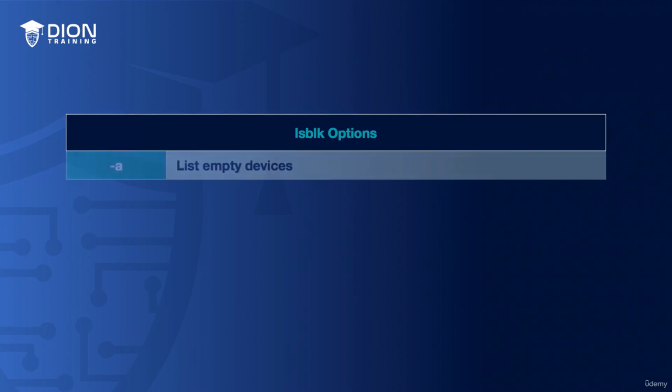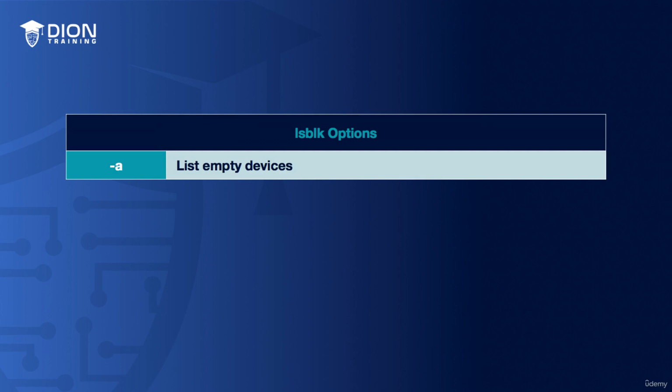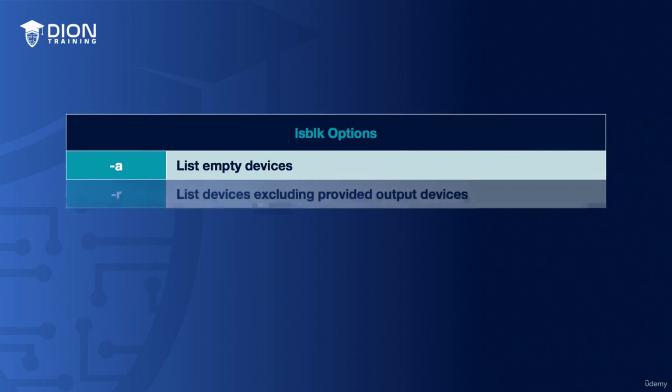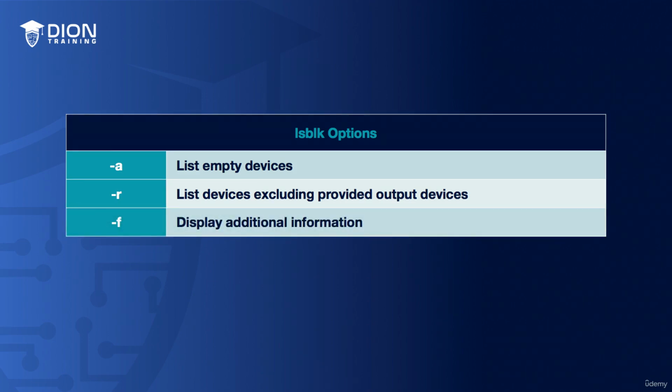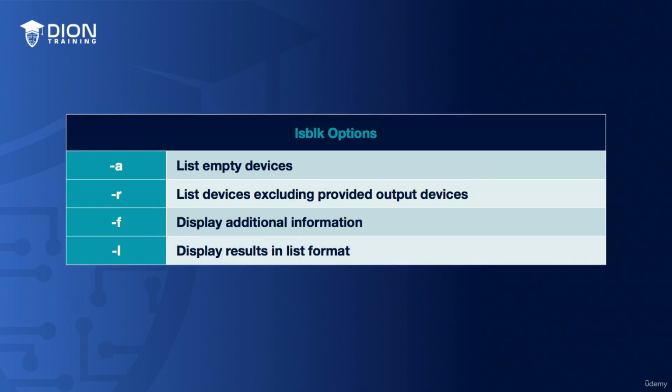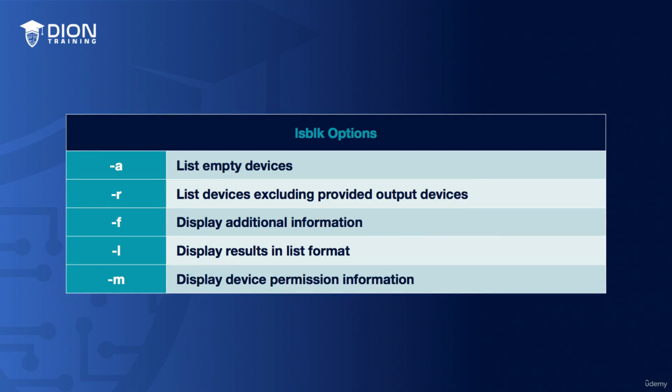For example, if you use the -a option, it's going to list out empty devices as well as devices that have files on them. If you use the -e option, the device list is going to exclude devices from the output that you provide as a list of comma-separated major device numbers. If you use the -f option, it's going to display additional system information, whereas if you use the -l option, it's going to display your results in a list format. And finally, if you use the -m option, it's going to display permission information for all of your devices.